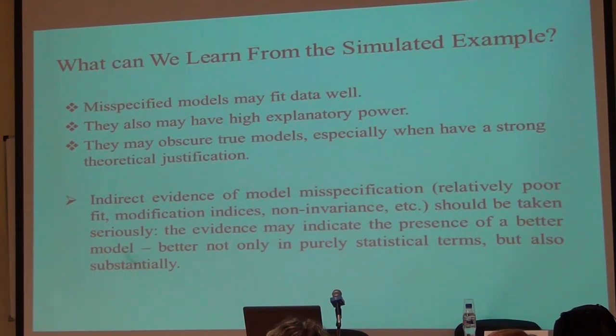So what can we learn from this little example? It tells us that even a misspecified model, misspecified both in terms of reflective or formative measurement, doesn't matter, may fit well according to any statistical criteria. They may also have high explanatory power, but in fact, they may obscure some true models. So if we have any evidence of misspecification, we should take it seriously, because this evidence suggests the presence of some better model, which can be better not only in statistical terms, but also substantively.